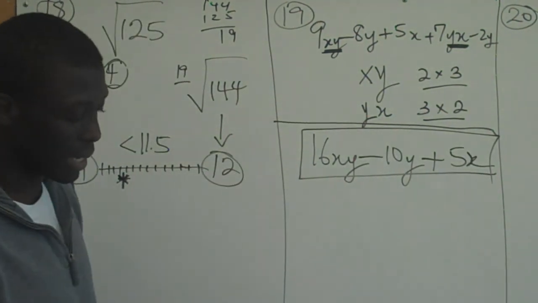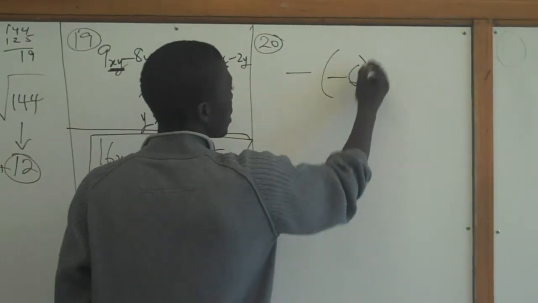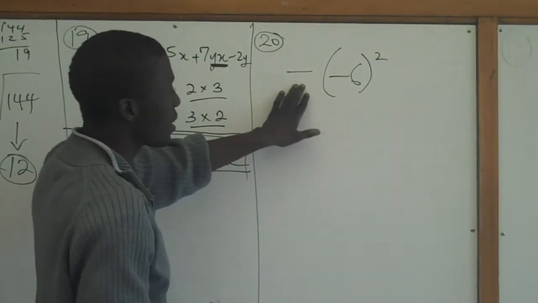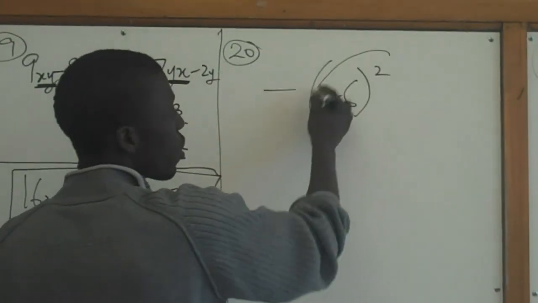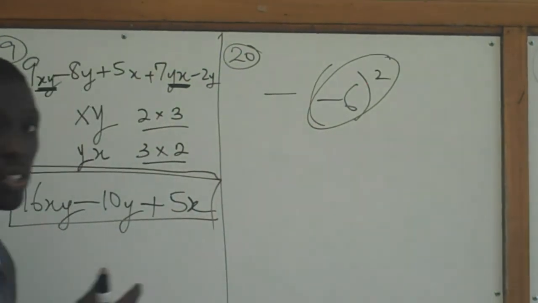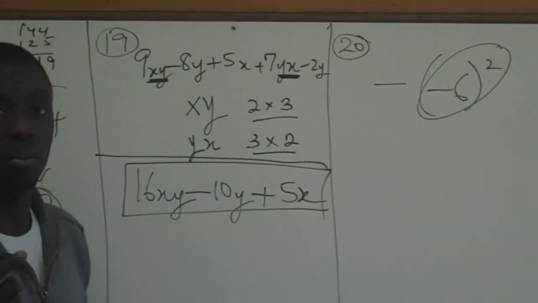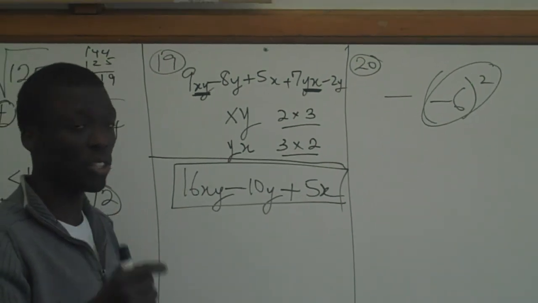So that's number 19. Number 20, which is quite basic also, is this: minus, and then minus 6 squared. Order of operation. Remember, the brackets go first, so it's bracket of division, we'll call it BODMAS back in Nigeria: brackets, of, division, multiplication, addition, and subtraction.